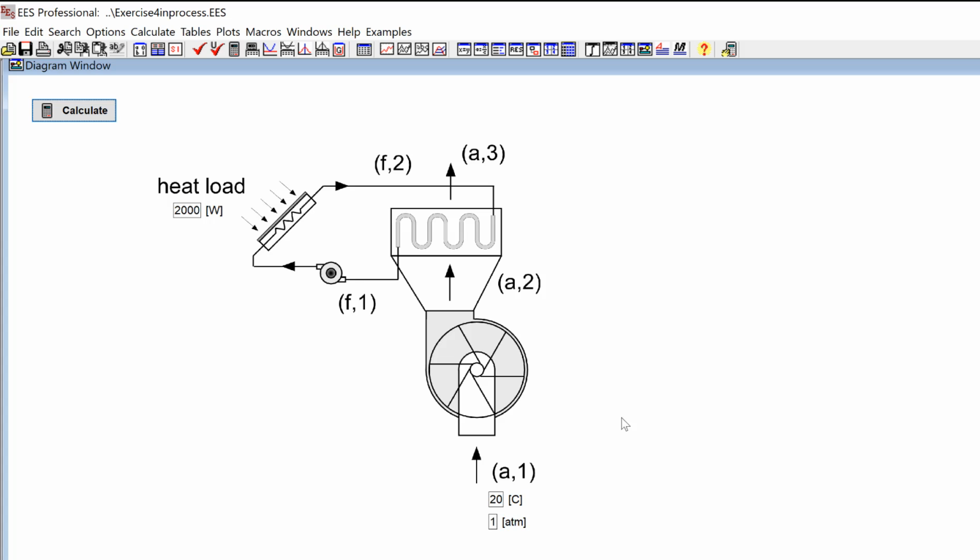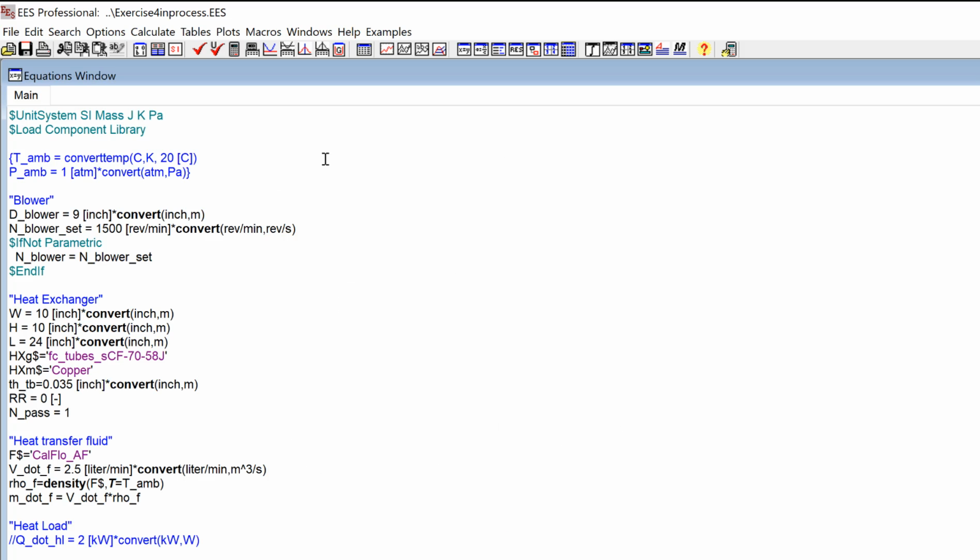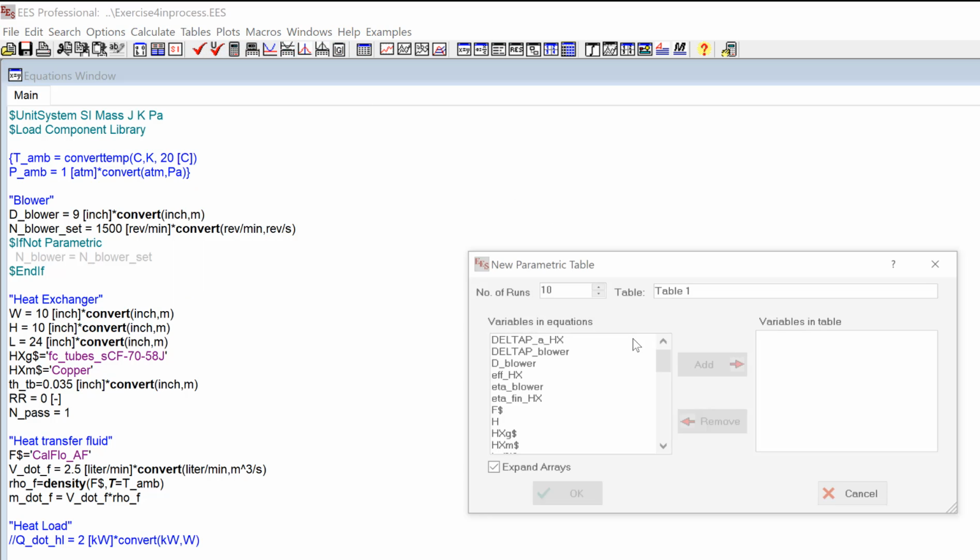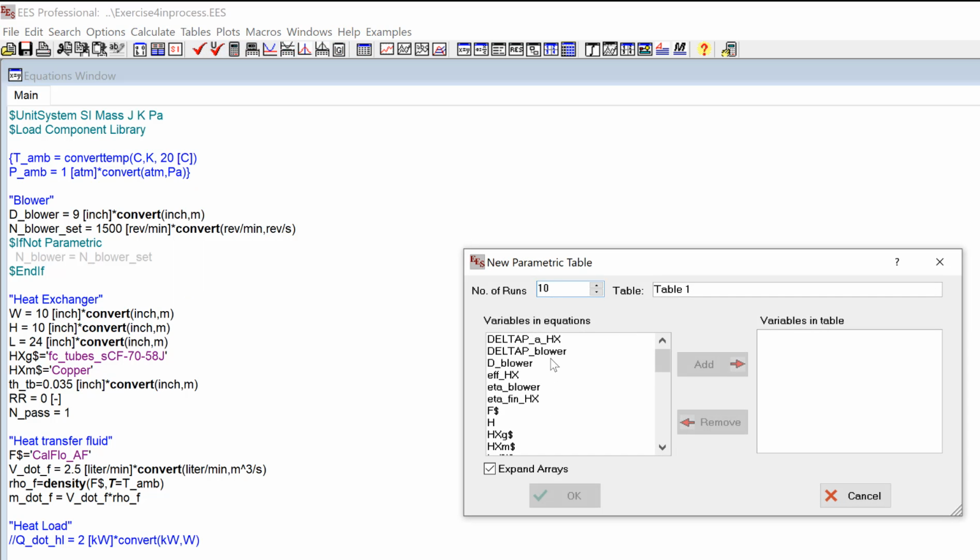The other thing I might want to do here is set up my parametric table so I can do the blower speed sweep. So let's go ahead and set that up. I'll have a new parametric table. In the table, I will put, I don't know, maybe 6 points is enough. And what do we put in here? Let's put TF1 and TF2. And then maybe also N blower.